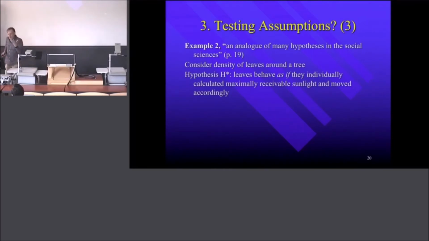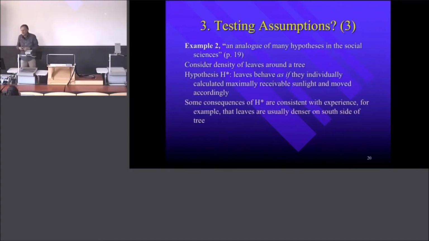And then he says, what we do in the social sciences in parallel situations, we do something like this hypothesis H star, which is absolutely counterfactual, right? It's absolutely idiotic. Neither do they calculate, nor do they move individually, nor anything. They're just sitting there, and waiting for the sun, right? And what's the argument? What he's saying is that some consequences of H star, of that crazy hypothesis about calculating leaves that move around individually, are consistent with experience. For example, that leaves are usually denser on the south side of the tree.